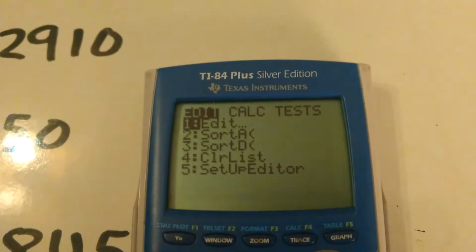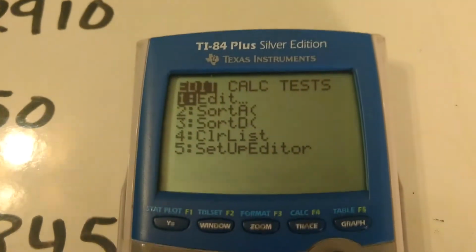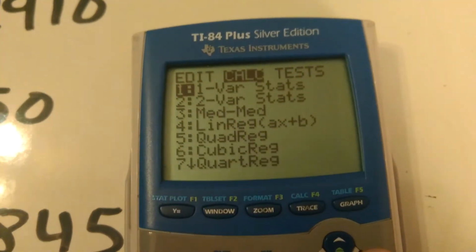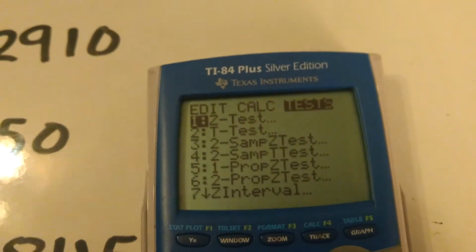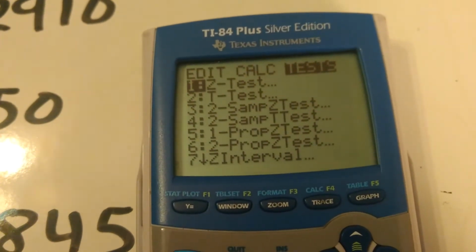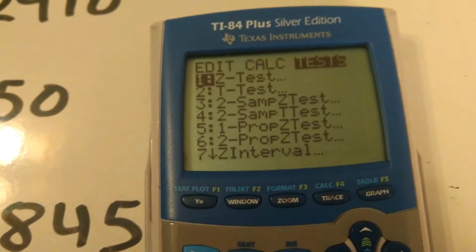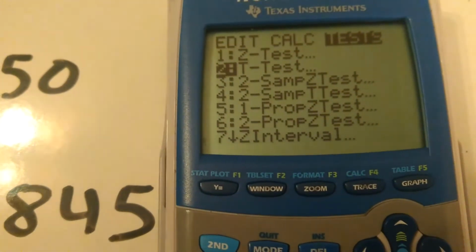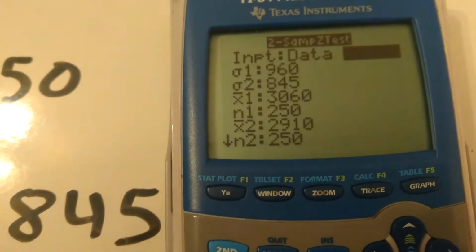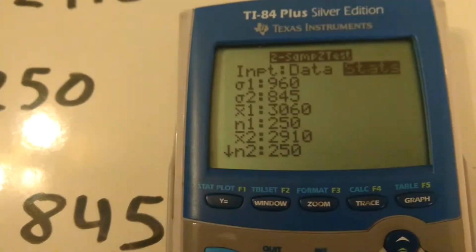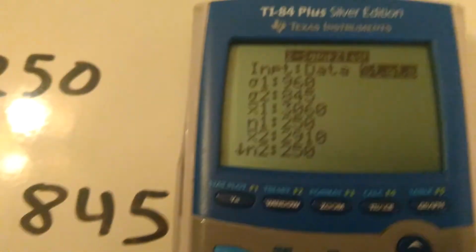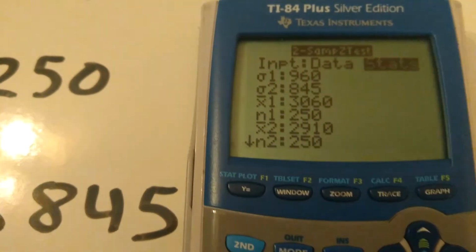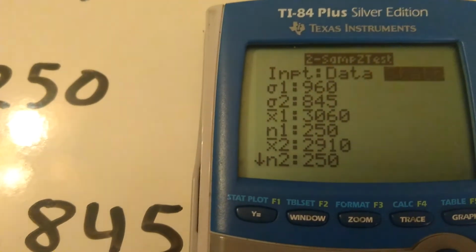These two-sample tests are purely calculator problems. What's going to happen here is I'm going to move over to TEST. If you look at number 3, it says 2-SampZTest, so that's what I want to do. I'm coming down to number 3 and hitting enter, and you'll see I've already plugged the information in. Make sure you're on Stats, unless you have Data. Notice that sigma 1 was 960.